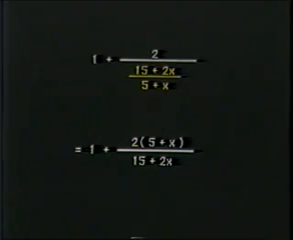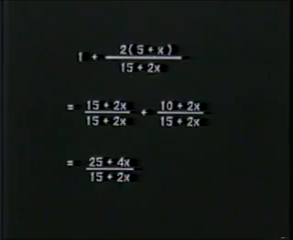Finally, we have 1 and a fraction to add together. 15 plus 2x is the common denominator this time. We get an equivalent fraction for 1, 15 plus 2x over itself, and then we can add. Combine the numerators and keep the denominator the same. We've simplified our problem to one fraction. And then, be careful, you can't cancel anything. That's it.